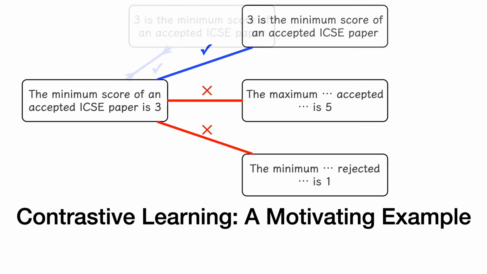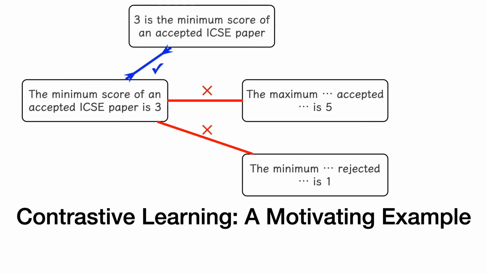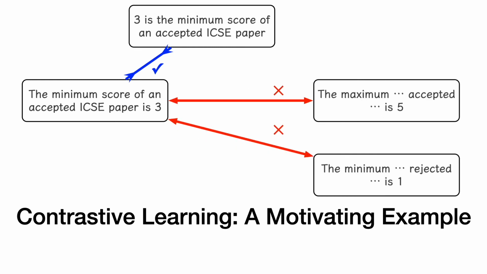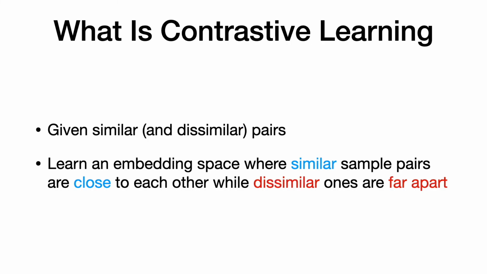But what we want is to make the representations of the left 2 samples close to each other, while making the representations of the right samples relatively far apart from the left ones. So contrastive learning can help us solve this problem, and an intuitive way to explain contrastive learning is as follows. Given similar or dissimilar pairs, contrastive learning learns an embedding space where similar sample pairs are close to each other while dissimilar ones are far apart.